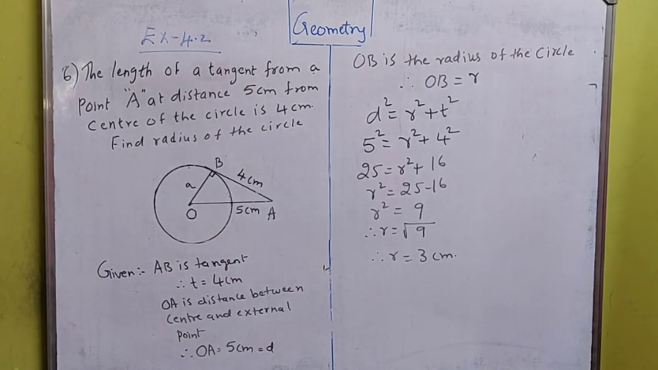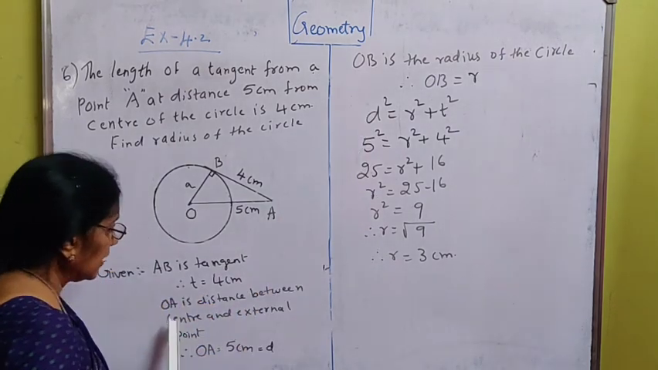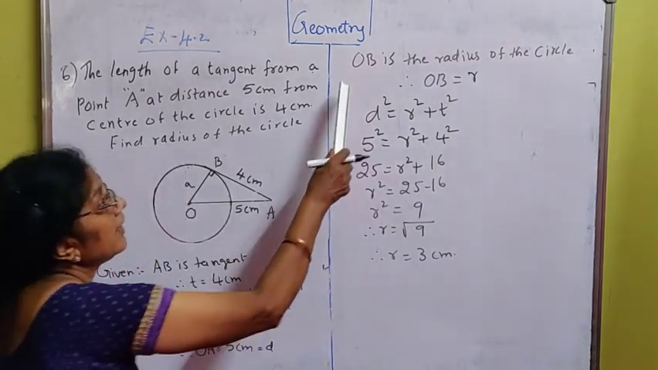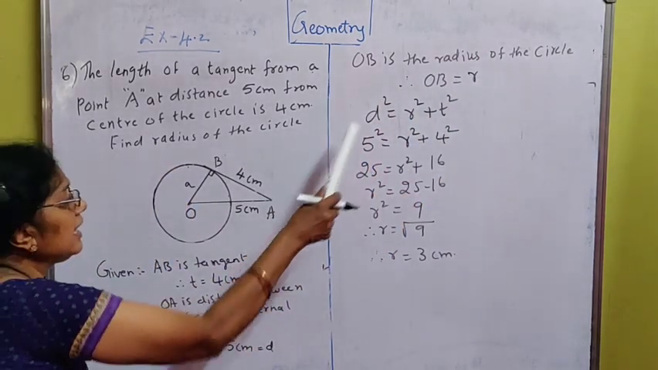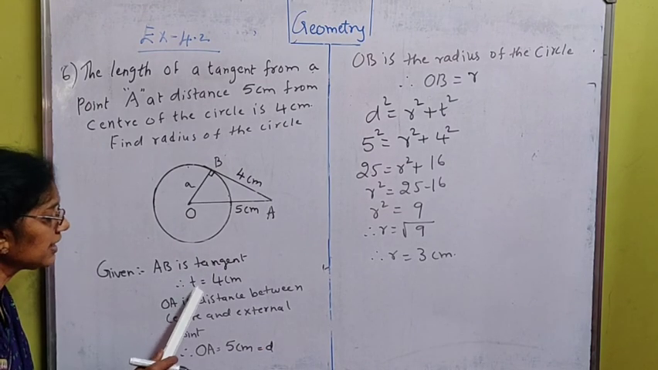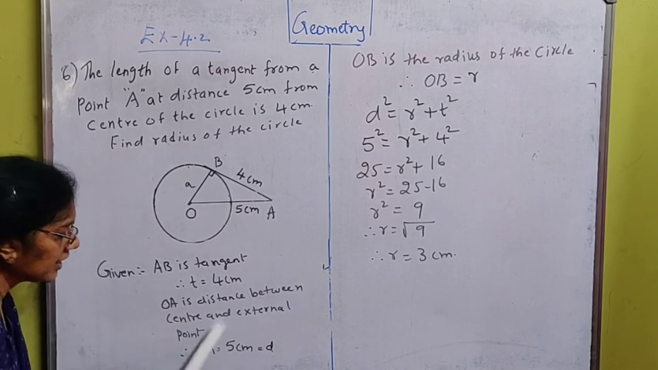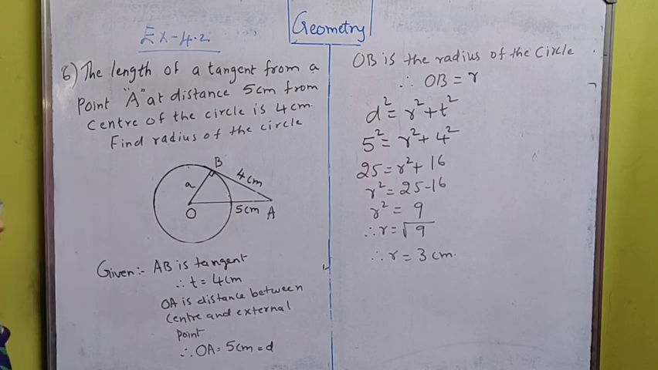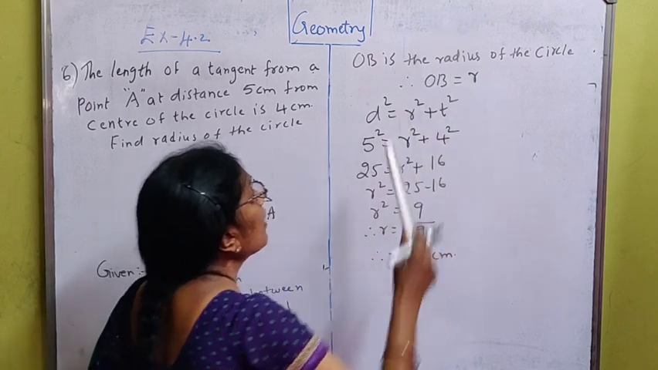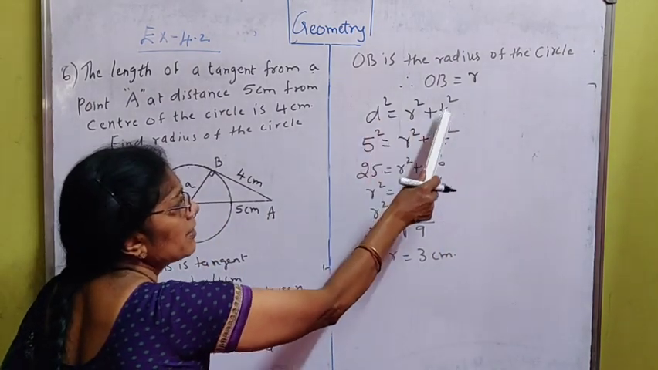So once again let us see. There is a relationship between D, the distance between center and external point, R, the radius of the circle, and T, the length of the tangent. Here AB is a tangent which we have taken as T. It is given 4 centimeter. OA is the distance between center and external point which is D, given 5 centimeter. OB is the radius, so OB is equal to R. Take the formula: D square is equal to R square plus T square.